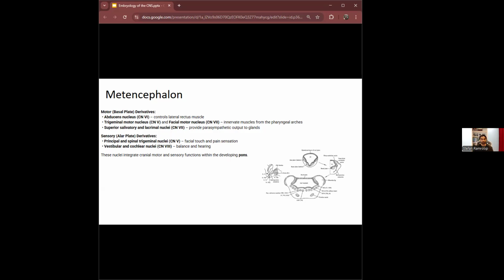From the alar plate, we see the formation of the sensory nuclei, the principal and spinal trigeminal nuclei, also associated with cranial nerve 5, which process facial touch and pain sensation, while the vestibular and cochlear nuclei of cranial nerve 8 are responsible for balance and hearing. Together, these nuclei integrate the core motor and sensory functions of the developing pons.